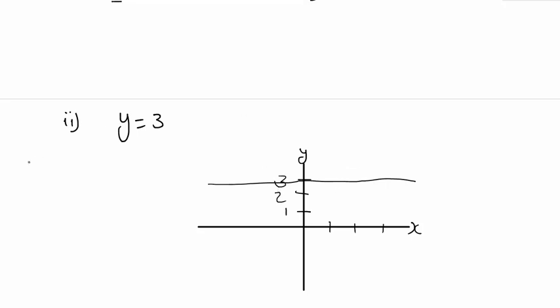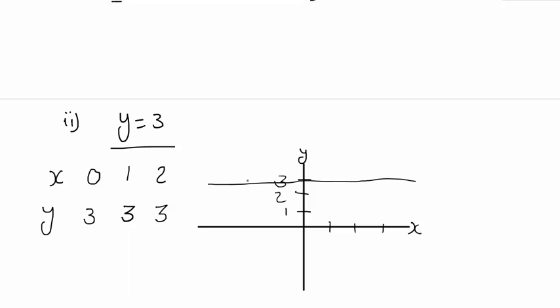How will you find this? First of all, make a table of x and y. If my x is 0, y will be 3. If my x is 1, y will be 3. If my x is 2, y will be 3. Because nowhere in the equation is x mentioned, y will remain the same, that is 3. Whenever x changes, the value of y will be the same, that is 3.